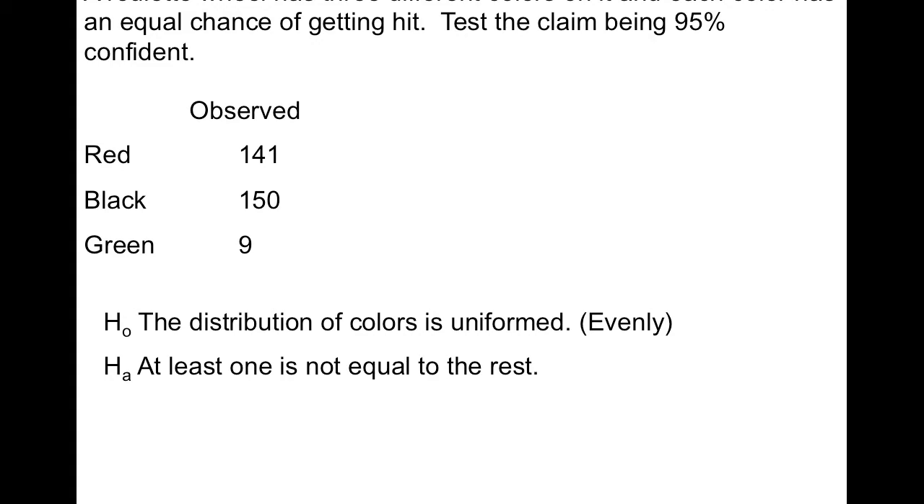Okay, so take a second and look at my null and alternate. Everyone's null and alternate should be very, very similar to each other. You don't need to venture off and write a paragraph. Just a very simple statement, this is uniform. And for the alternate, at least one is not equal. Make sure you're stating the variable in the null. Now in this case, it said the colors have an equal chance. That is important to note.